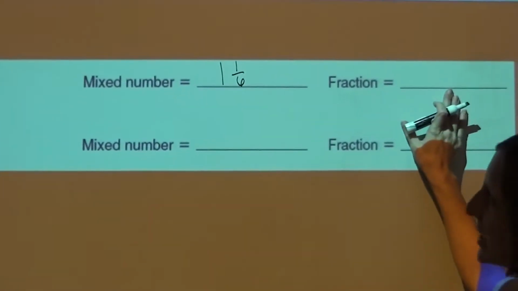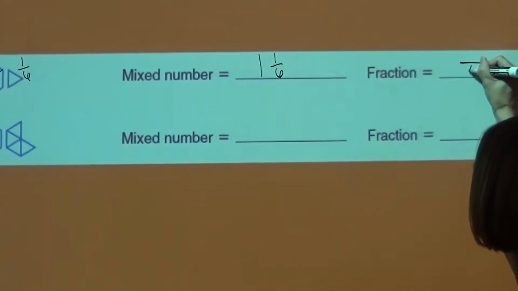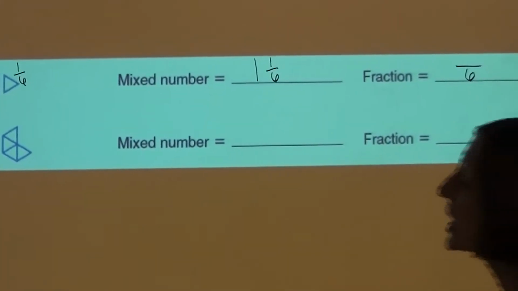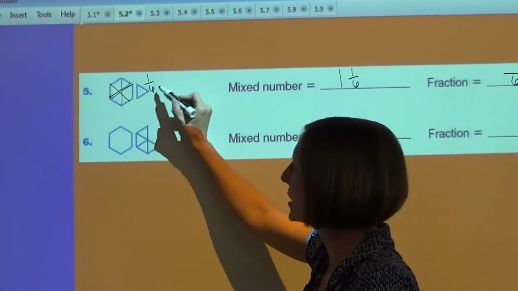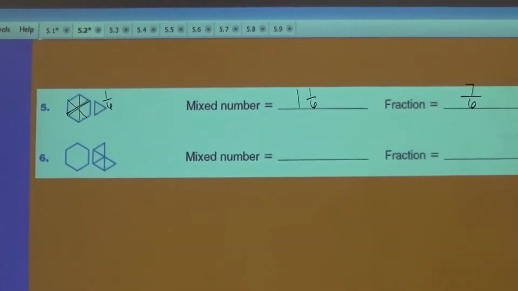Now if I write this as a fraction, I want to know how many parts there are. Well, my hexagon is split into 6. The triangle is worth 1/6. So how many triangles are there all together? Well, there's 1, 2, 3, 4, 5, 6 that make up the whole, and then one more. There are 7/6 in number 5.